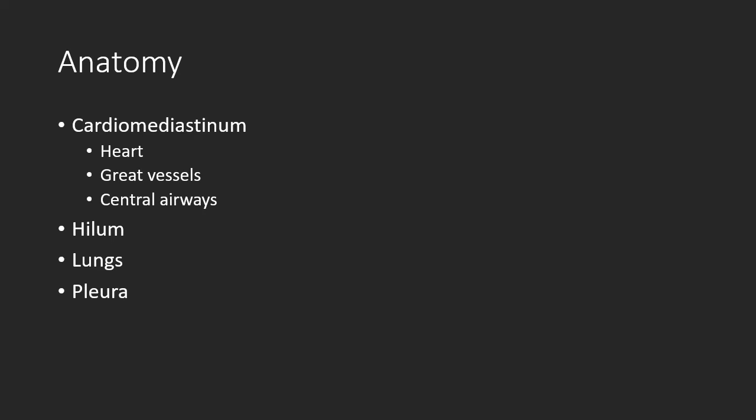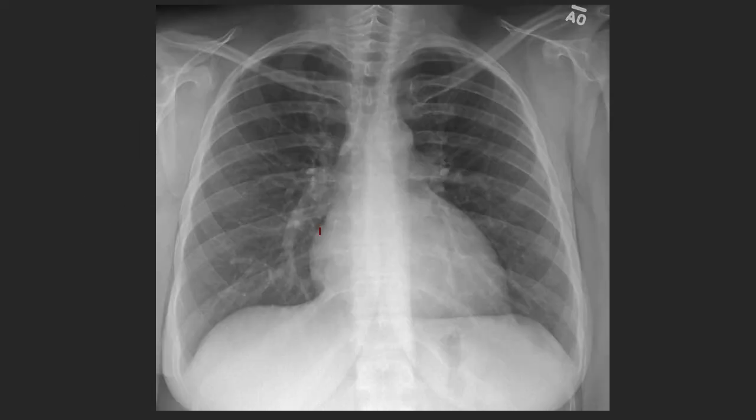So the anatomy we're going to be focusing on is the mediastinum. This is obviously composed of the heart, great vessels, and central airways, which will then give rise to the hilum. We'll then be taking a look at the lungs and the pleura. So let's talk about our central airways.